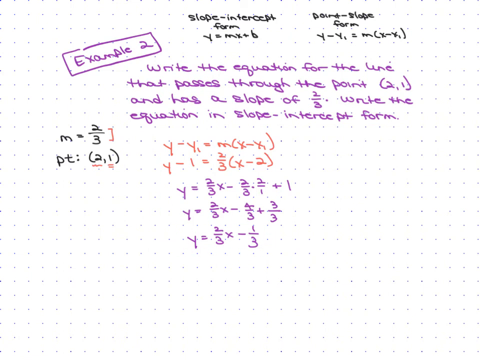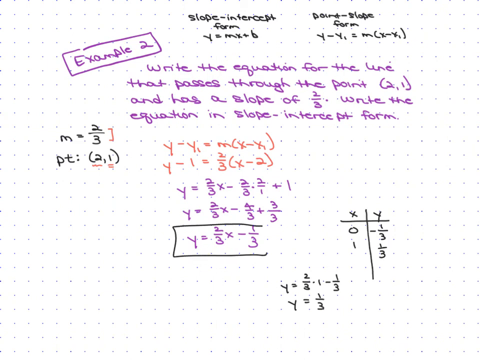Once we're in slope-intercept form, we can do a couple of things. We might say, let's get some points for this line. First of all, I know the y-intercept: when x is 0, y is negative 1/3. I might ask what happens when I substitute in 1? y is going to be 2/3 times 1 minus 1/3, which is 2/3 minus 1/3, which is simply 1/3. So slope-intercept form is awesome for finding the y-intercept, and because it's in function form, it's also really easy to find other points.